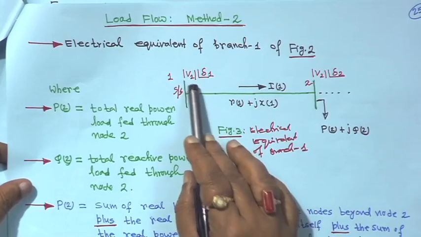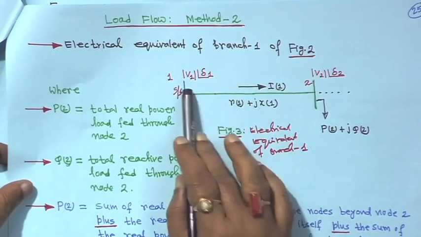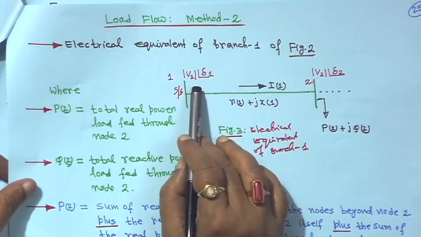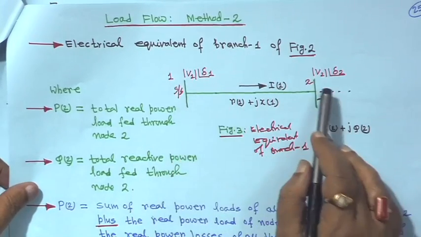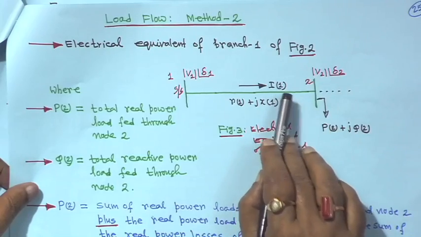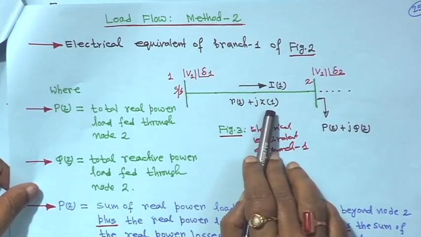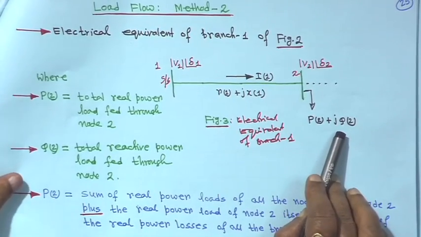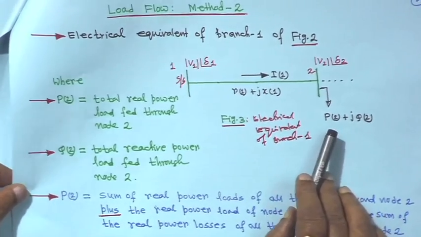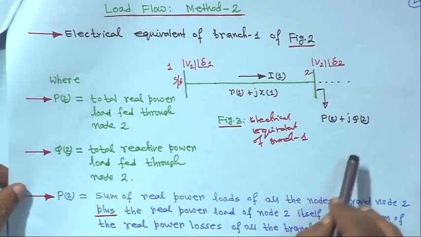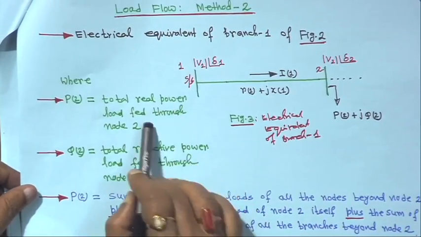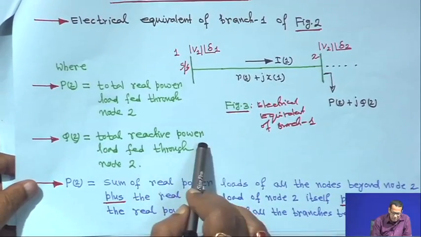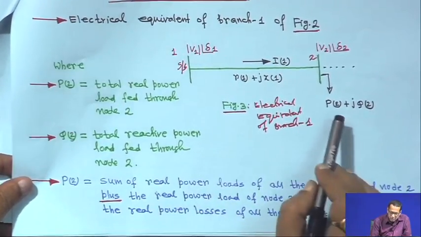This is the sending end voltage. Of course, it is equivalent branch 1, but for generalization we will keep V1 angle delta 1. V1 is the voltage magnitude here. Again and again I will not utter 'magnitude'. And this is V2 angle delta 2, this is the branch current I1, and this is your impedance R1 plus jX1, and this is the total load fed through this node 2. When we take a small numerical, at that time the whole concept will be very transparent to you. Now, P2 is equal to the total real power load fed through node 2, right. Similarly, Q2 is equal to the total reactive power load fed through node 2, right.